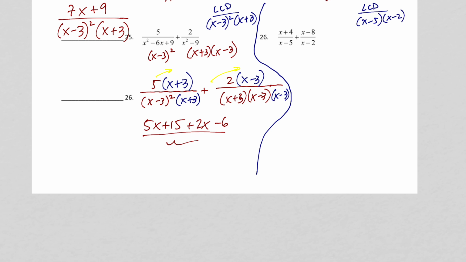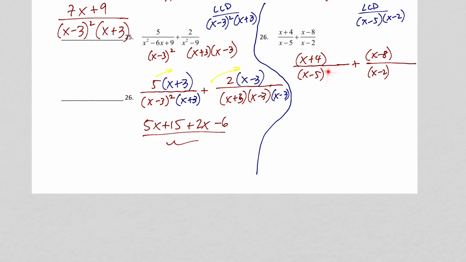So now let's write these fractions, and I'll give myself some room, but I'll write these fractions the way they are now. So far I have x plus 4 over x minus 5 plus x minus 8 over x minus 2. Now I put them in parentheses because I'm going to need to multiply this by something in order to make it look like this.